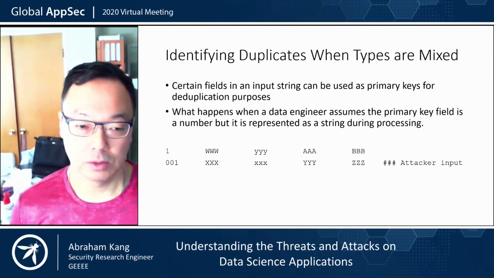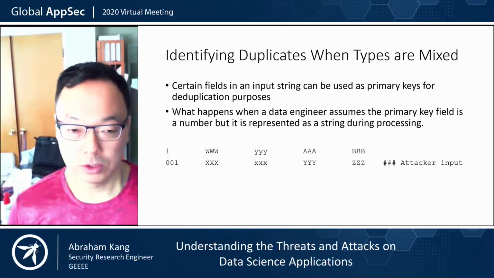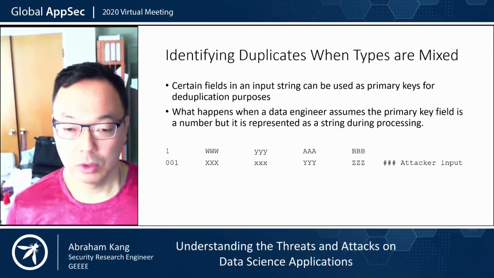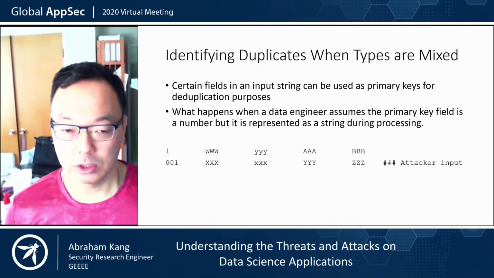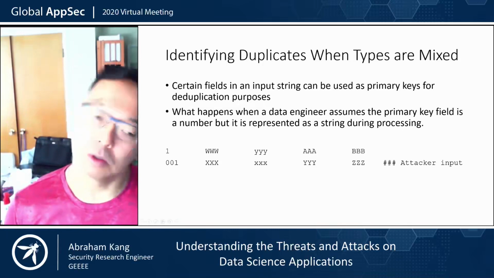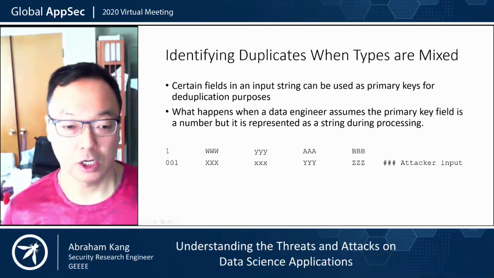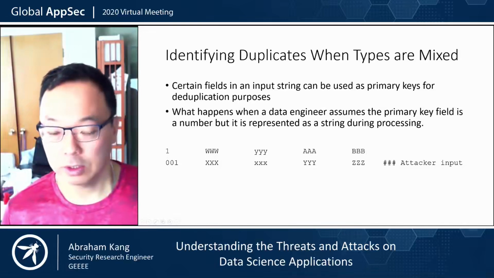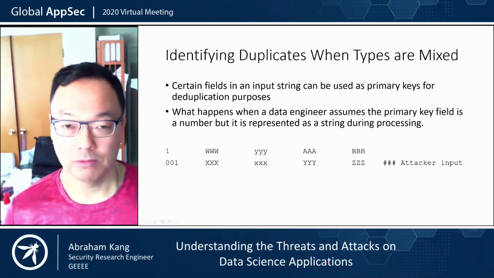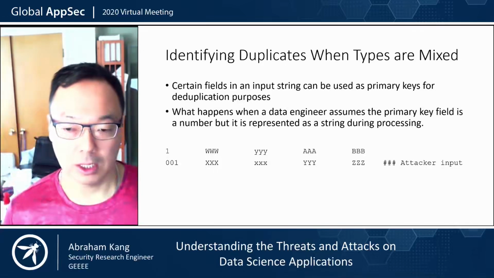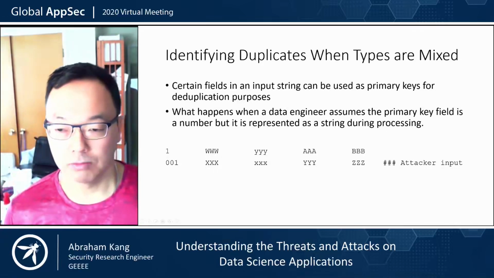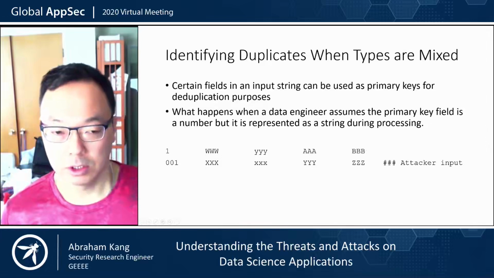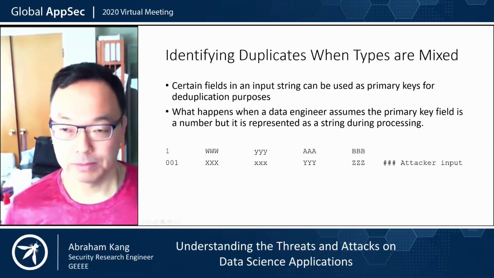So one way to get around the deduplication logic within a window is, if you look at the bottom here, we have 2 records. Normally, the second record should be discarded as a duplicate, but the attacker, in the primary key field, which is the first column, used 001. So the filtering logic basically said, oh, this is not a duplicate. However, when this row gets converted into an object, this is going to be converted over to a number, and then it's going to override the original one.